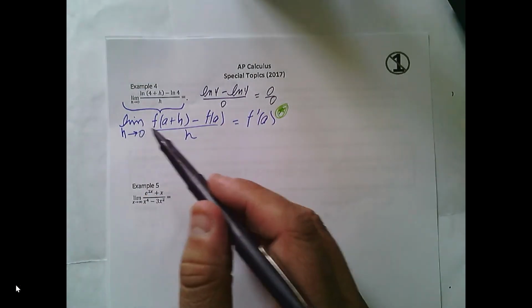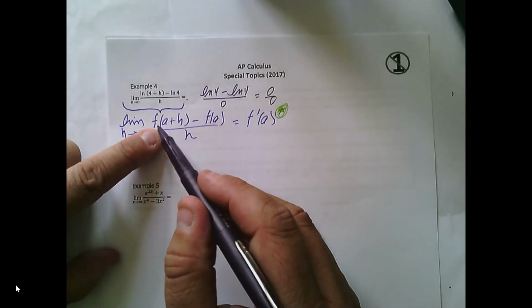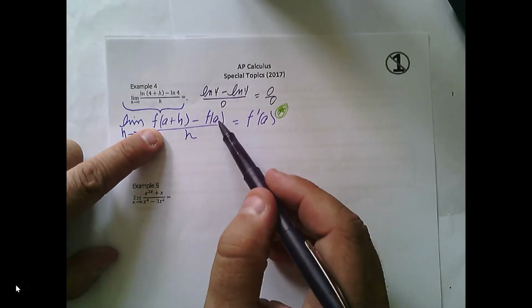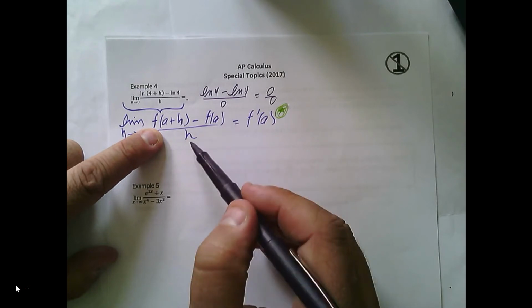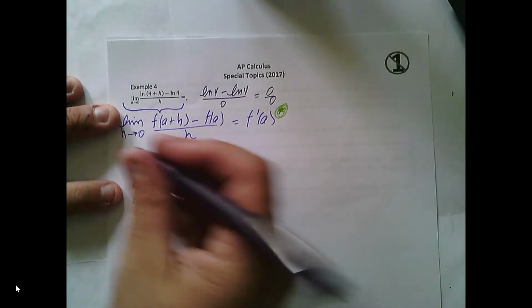So if this has the form, double check that it does. You've got a function being evaluated at a number plus h minus your function being evaluated at that same number divided by h. Yep, that's what's going on here. Well, what's the function?